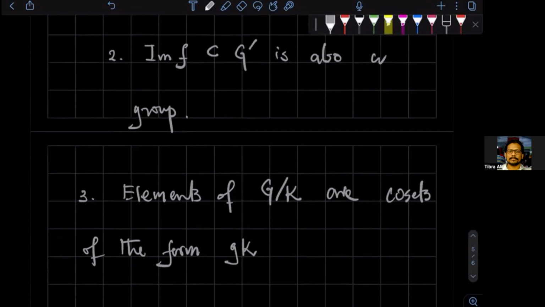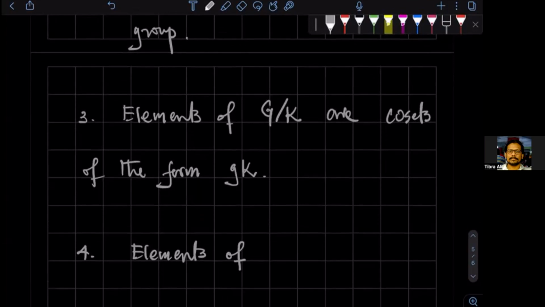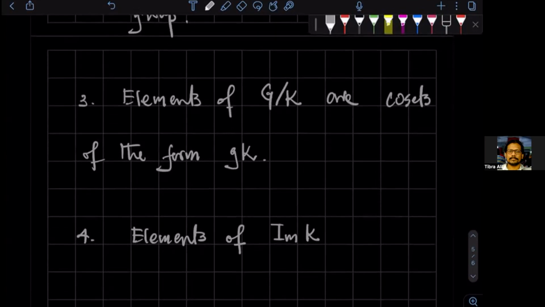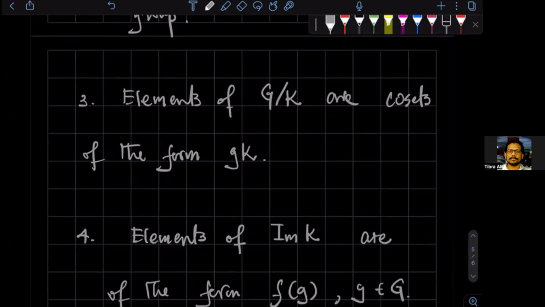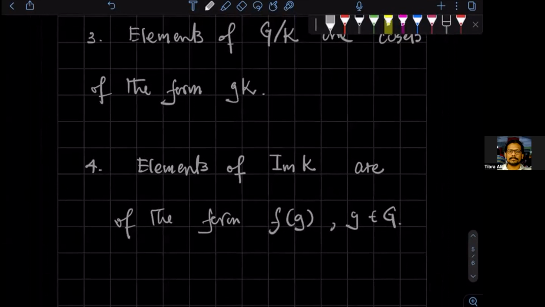So, and number 4 is that elements of the image of K are of the form F of G, where G belongs to big G. Okay, this is just reminding you some of the salient facts and notations. Any questions about this?